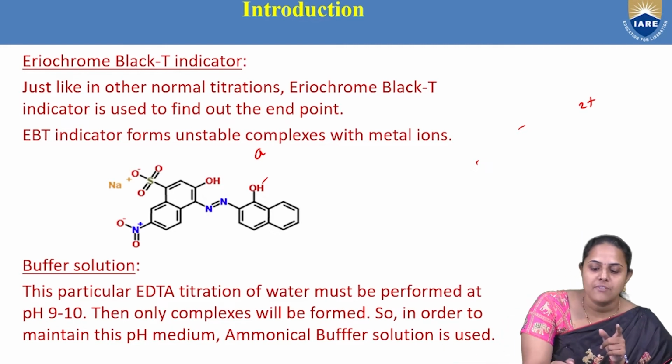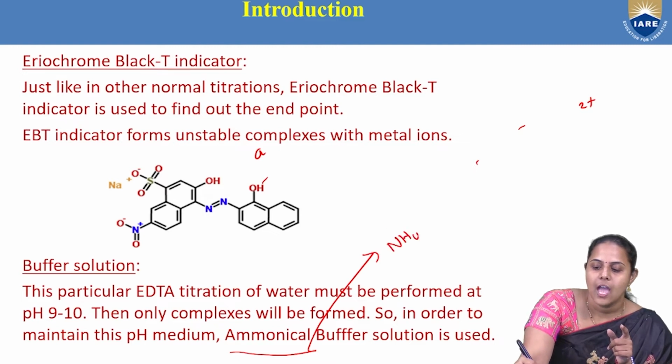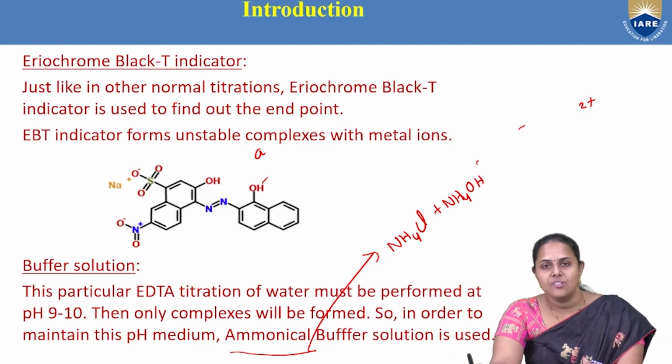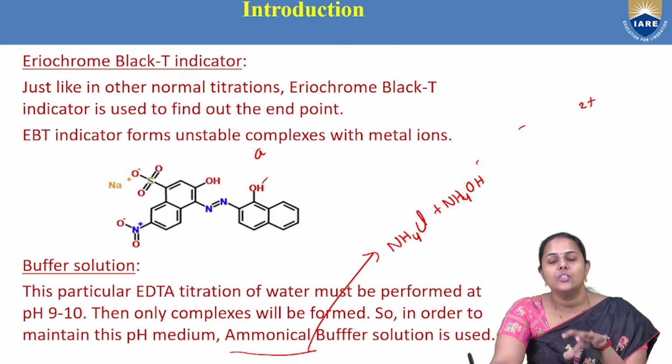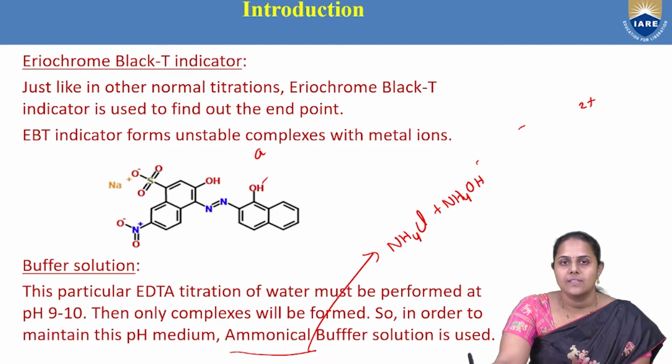Here, ammoniacal buffer solution is prepared by the combination of ammonium chloride and ammonium hydroxide. Okay, this regarding the complex formation we will discuss in further slides.